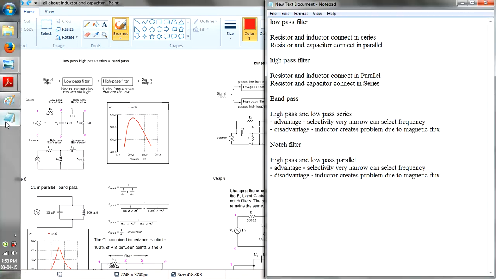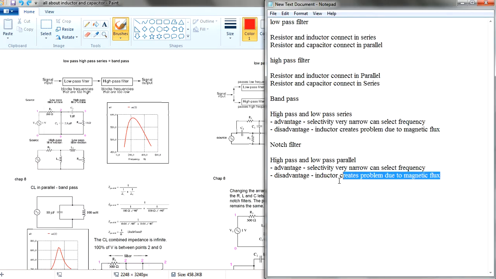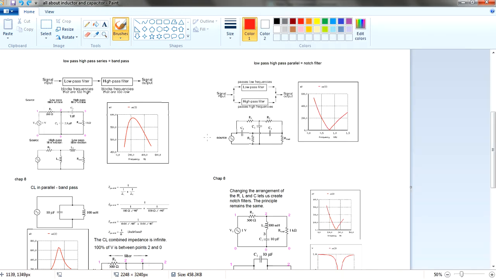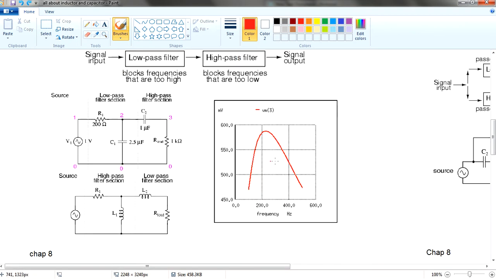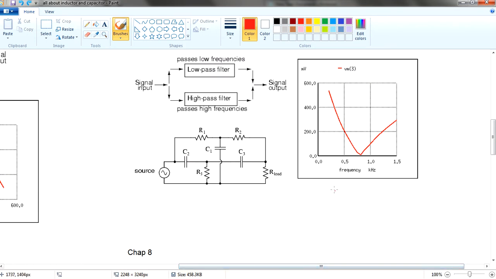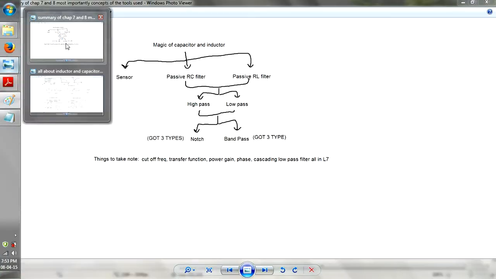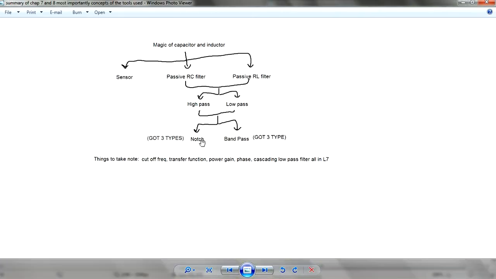The disadvantage for both is that their inductors create magnetic problems, which may affect the signal, like creating noise or whatever. So later on we will talk about the gyrator in the op-amp filter, but now we only focus on the notch and the band pass.